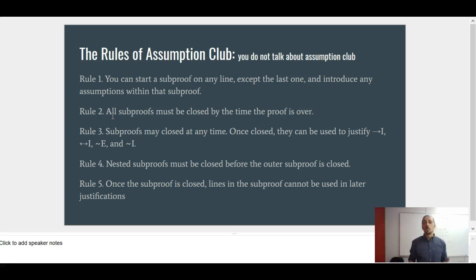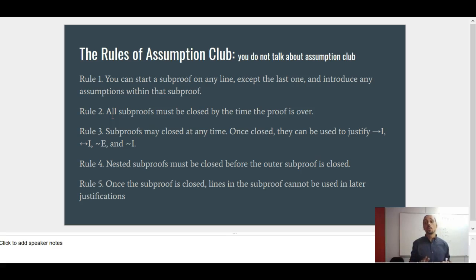How do you do that? Well, if you're building a conditional, you take your assumption and say if assumption then, and then you choose one of the things you've derived. All subproofs must be closed by the time the proof is over, and you can't finish with an open subproof line. And you can close them really at any time, providing you follow the rules. And once closed, you can create the conditional.